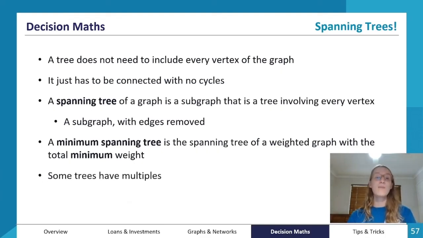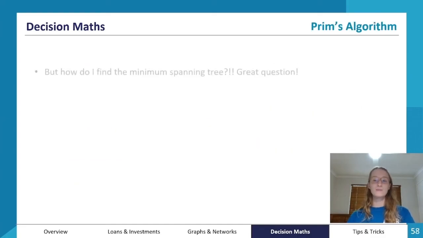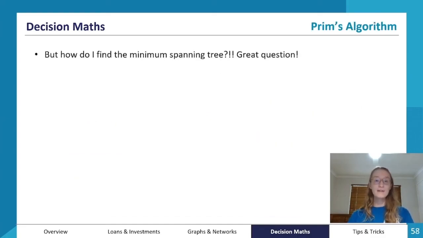And some graphs can actually have multiple different minimum spanning trees. There could be a few different solutions that could help us get the total minimum weight. So that's important to keep in mind as well. And how do we find the minimum spanning tree? We do it using Prim's algorithm, which when you think it through is actually a very, very logical process.